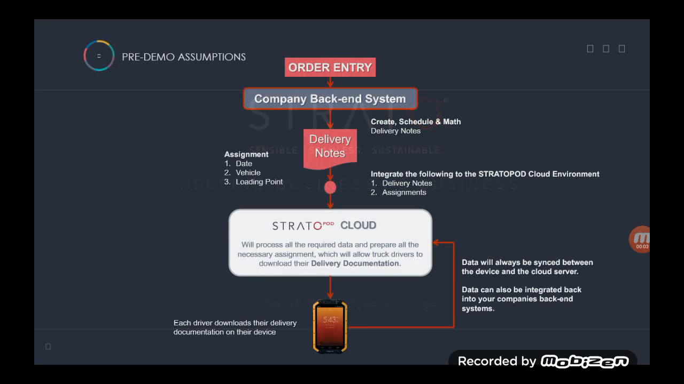So, the very first thing that I would like to talk about is some pre-demo assumptions. For example, when your company receives an order from a customer, the order will be entered into your backend ERP system, which would then create, schedule, and match your delivery notes. It will also assign the delivery to a particular delivery date, vehicle, and loading point.